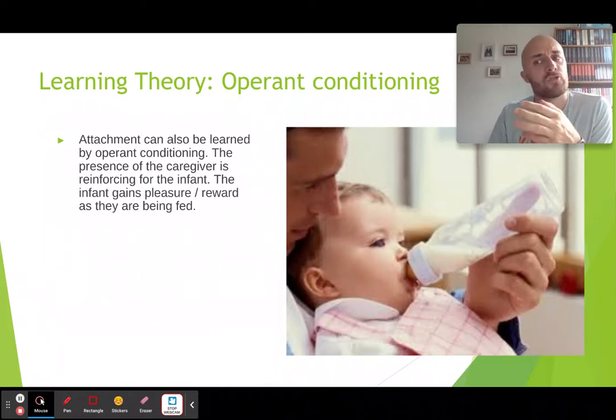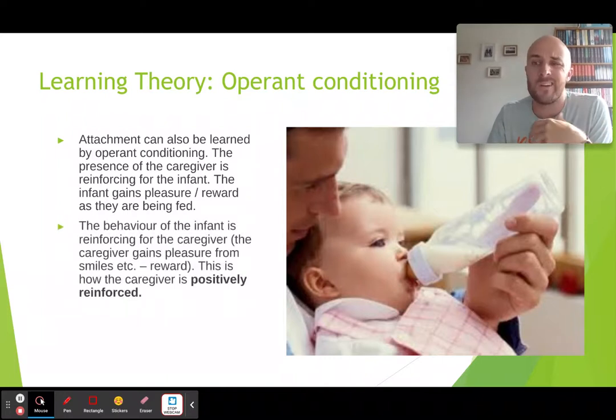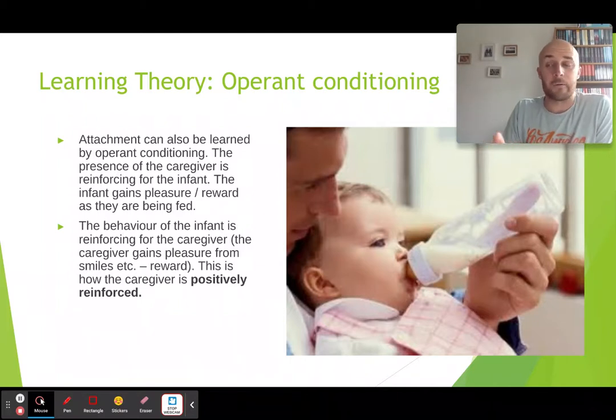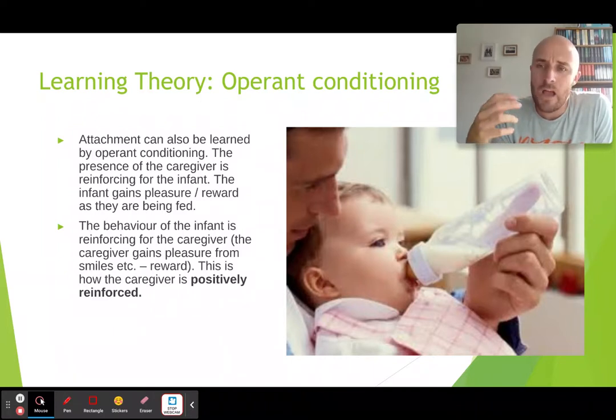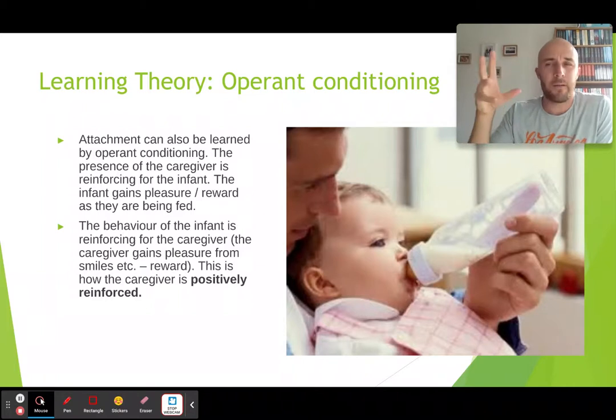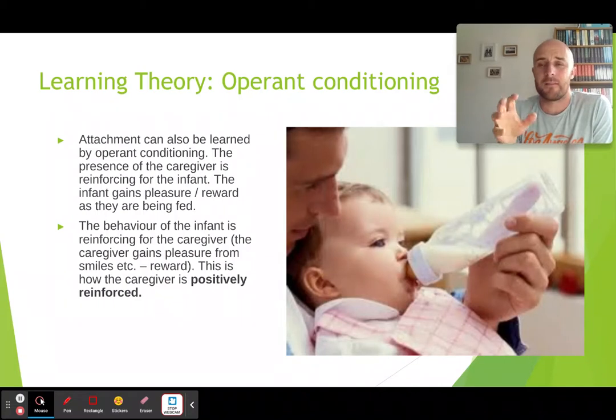Punishment is a way to stop attachments being formed. I don't know why you would want to do that. So the behavior of the infant is reinforcing for the caregiver. A brilliant example of this is if I were to start playing, and I'm going to do this in class really loudly, a sound of a baby crying, high-pitched, horrible, goes down your spine, not very nice. Some people don't mind it. These are psychopaths.